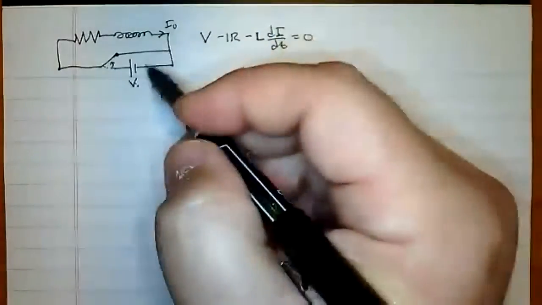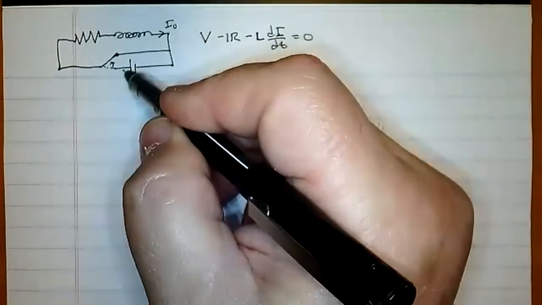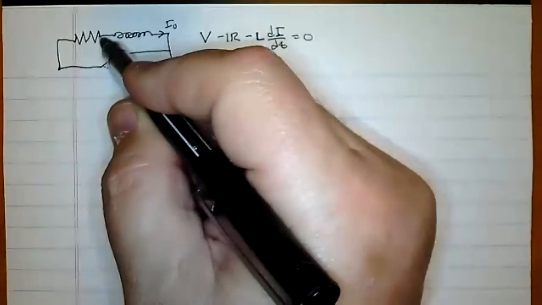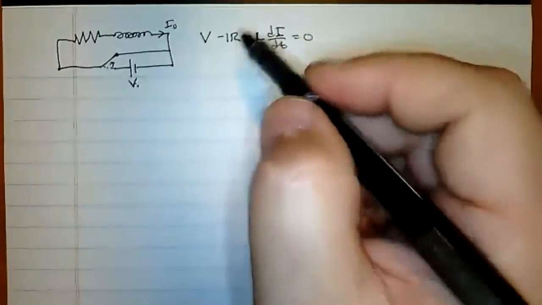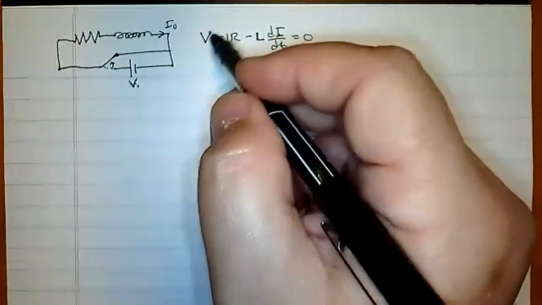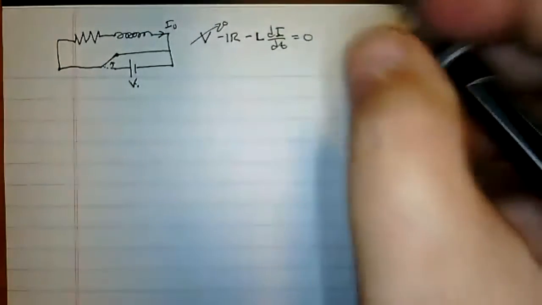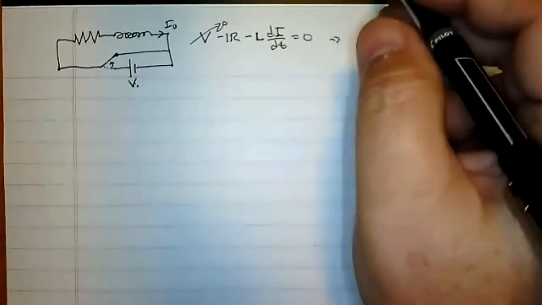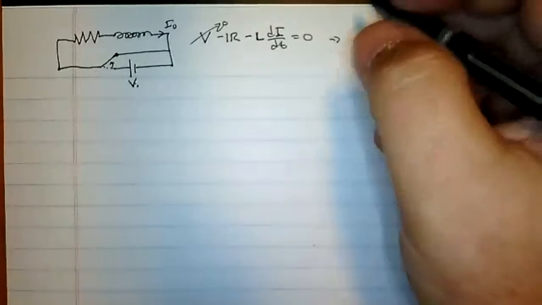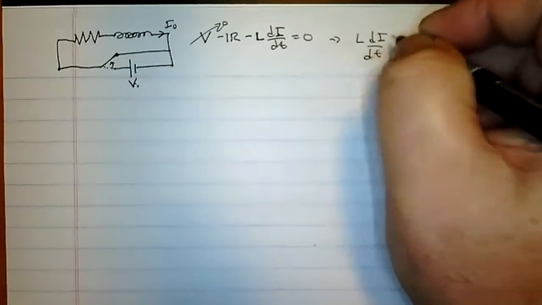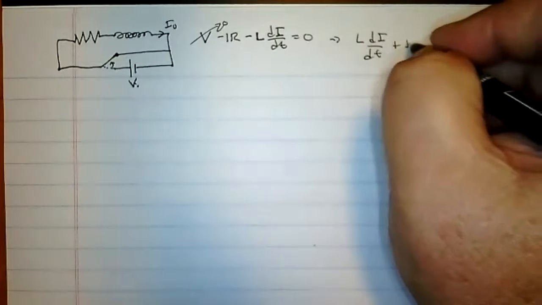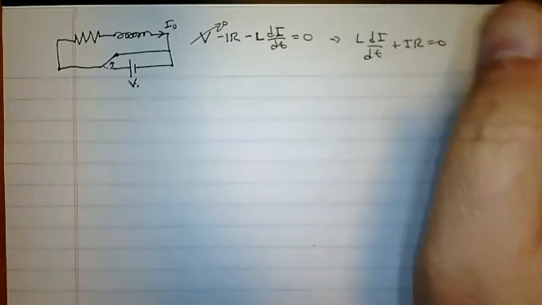And then we'd be back to zero. So it went up to V and then minus IR and then minus L di/dt. That was the differential equation. But now we've got the same thing except V goes to zero. So you can actually write this now as L di/dt plus IR is equal to zero.